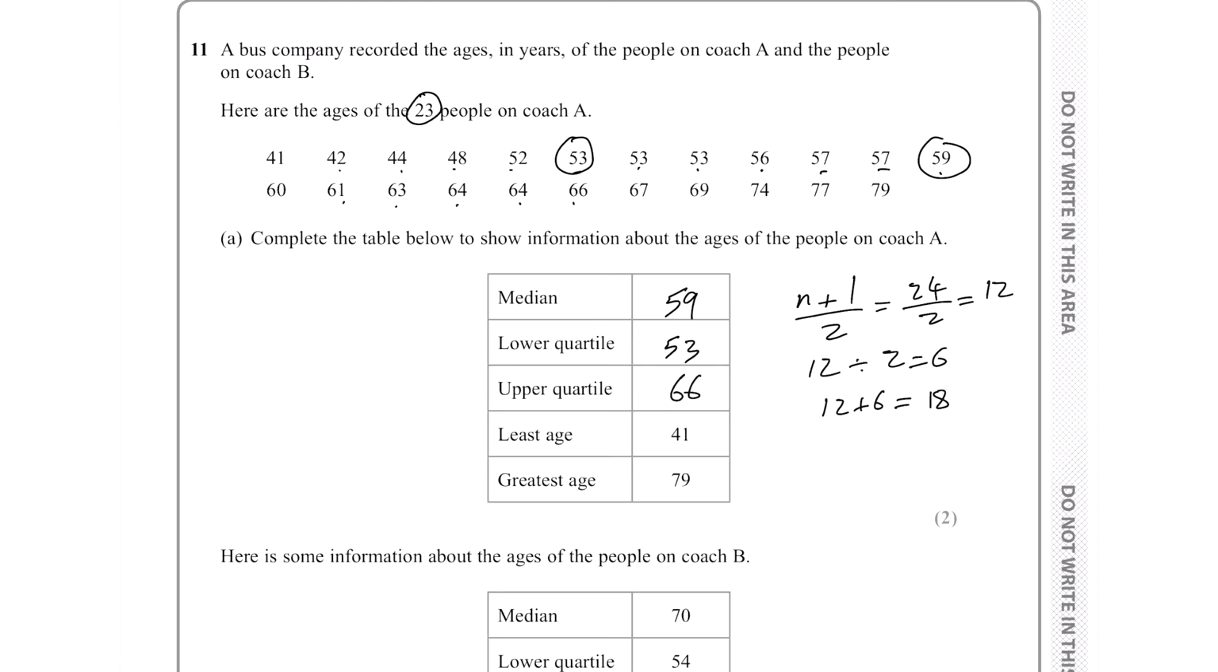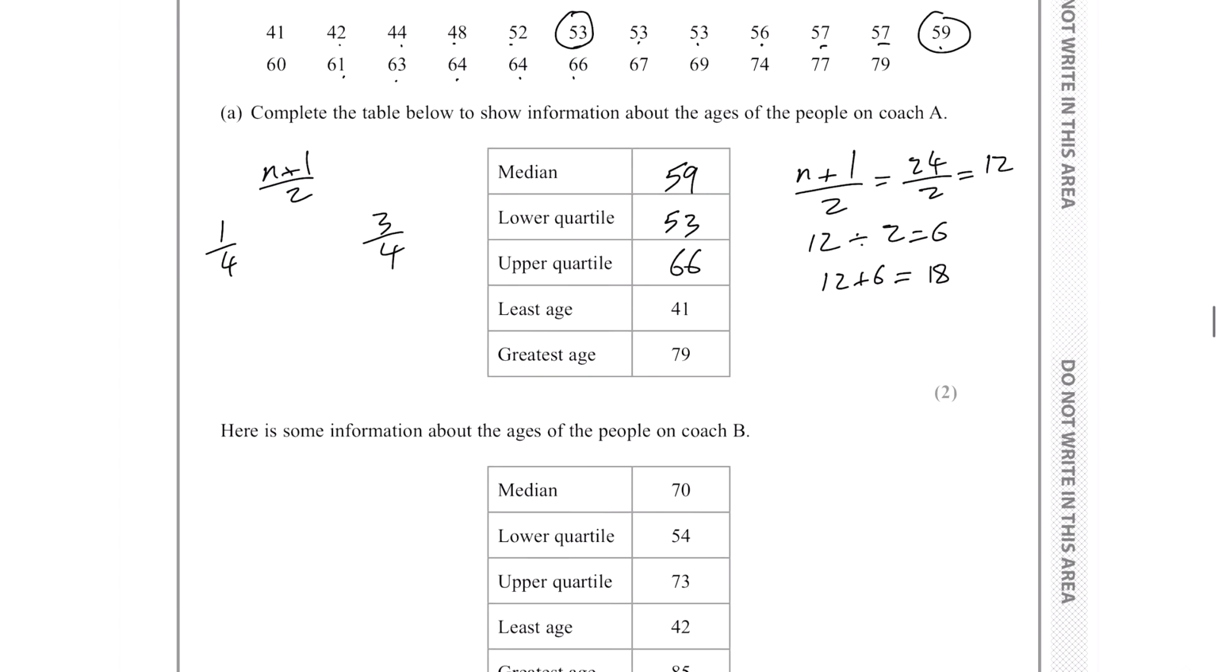So the formulas for this are, for the median, you can use n plus 1 divided by 2. For the lower quartile, you can just halve that, so that becomes the quarter, and then you can just add to that to get 3/4, which is the upper quartile. That's what we've done there.